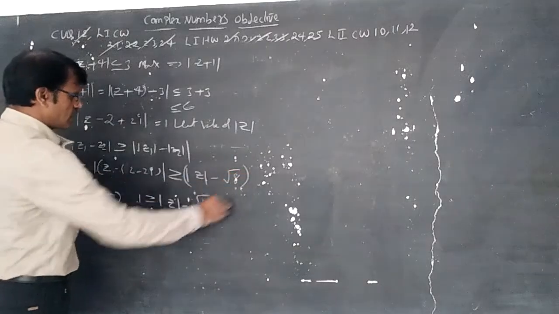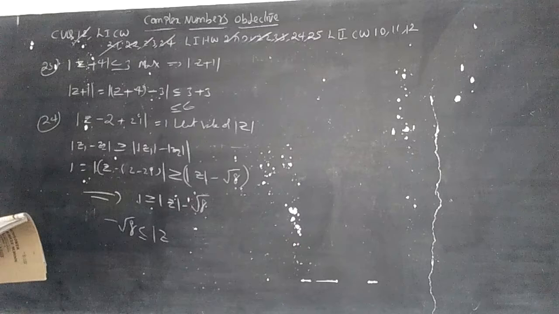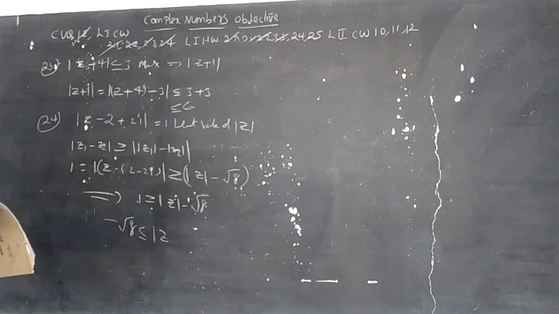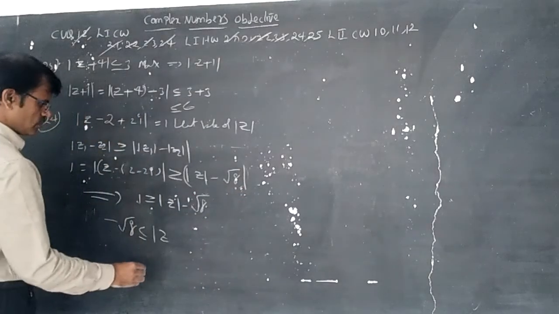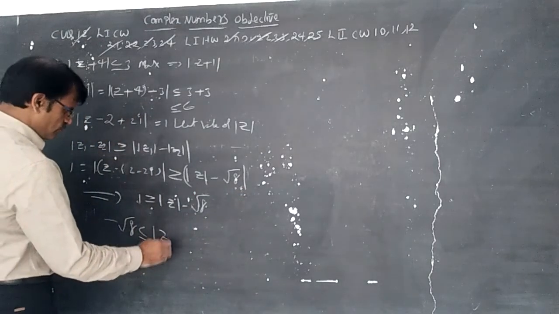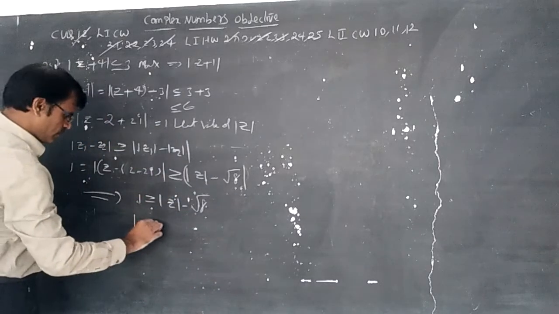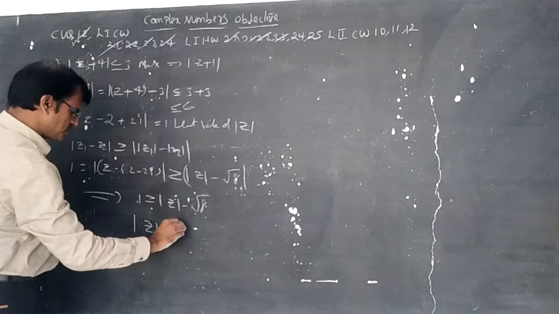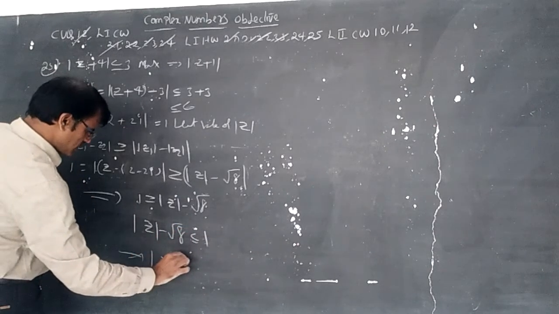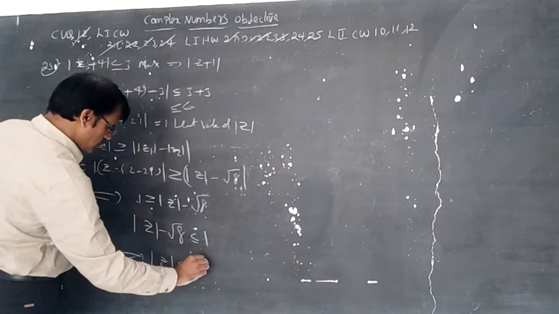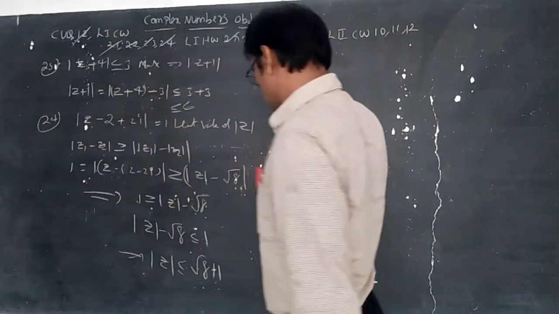So this is 1 greater than or equal to modulus of z minus root 8. It's okay. Let us write modulus of z minus root 8 less than 1. So modulus of z is less than or equal to root 8 plus 1.